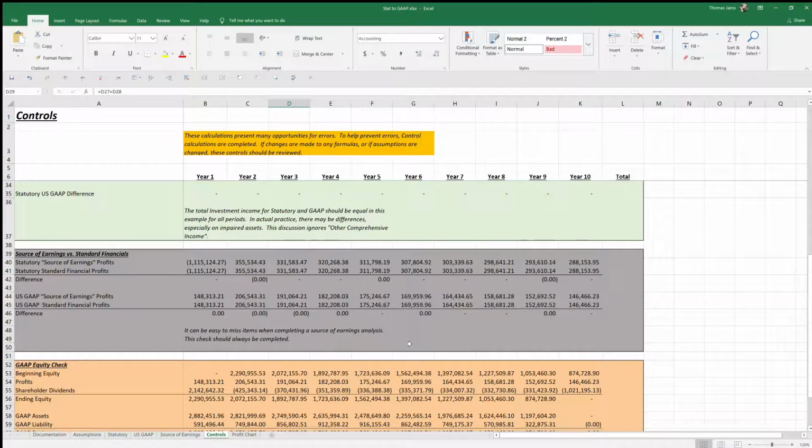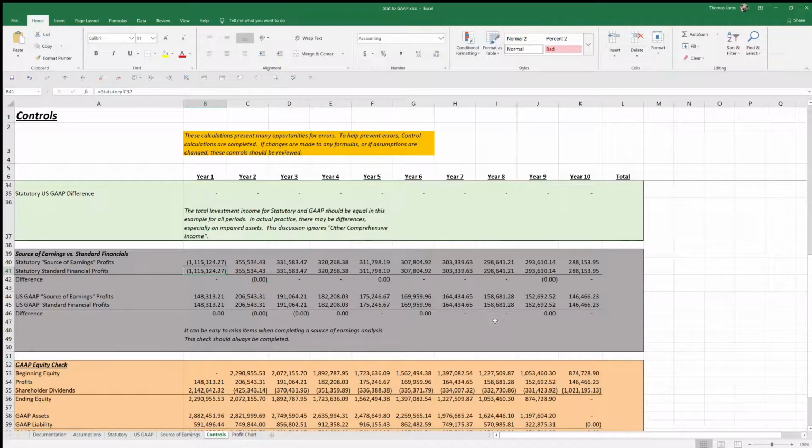The next check here is looking at profits determined two different ways. I always like having two different models to compute something, and here's the case where we have two different models to compute profits. You have two different models and they produce the same results. That's usually a good thing. One of the models is using a source of earnings analysis to come up with the profits. Another one is just a standard methodology where you have cash flows minus the change in reserves.